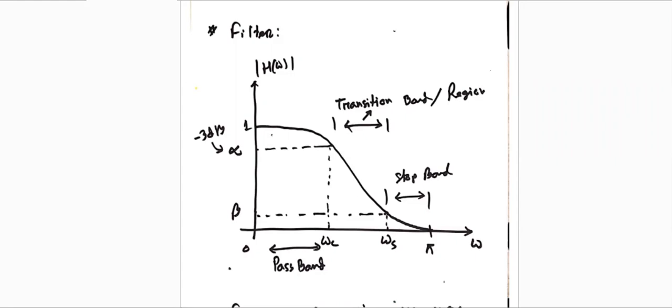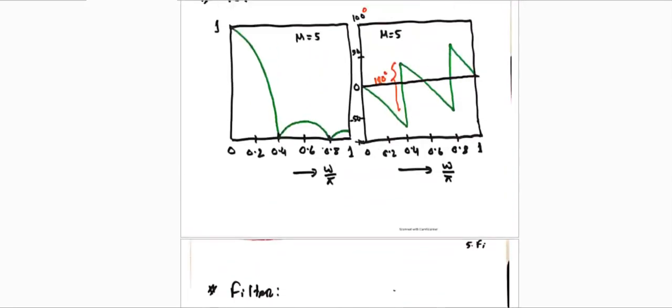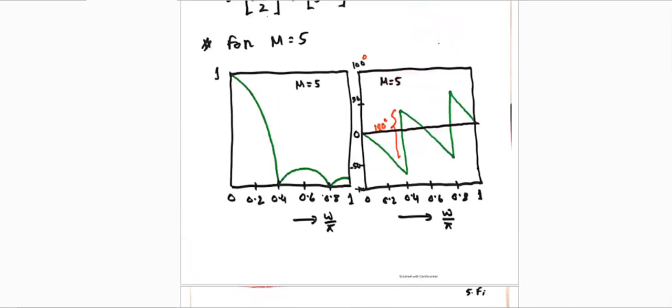So we have talked in detail about the M-point moving average system, and what it says about the filter. At the end of that session, we found that it actually works like a low-pass filter, and we also drew the phase representation for the 5-point moving average filter, as you can see here.